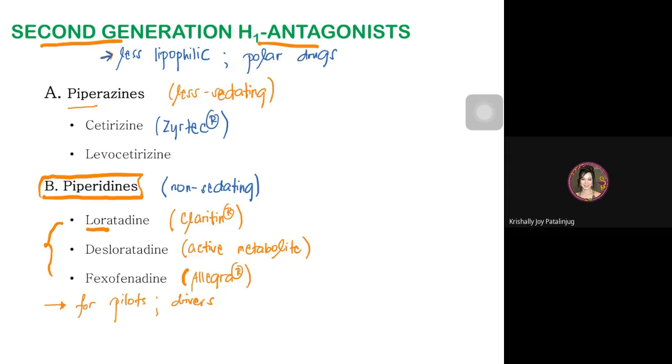So again, these are the list of second generation histamine 1 blockers. So less lipophilic sila, highly polar na drugs. That is why lesser ilang ability to cross blood-brain barrier. Less sedating ilang activity. So let us now proceed to the clinical applications naman. Clinical applications of H1 antagonists.